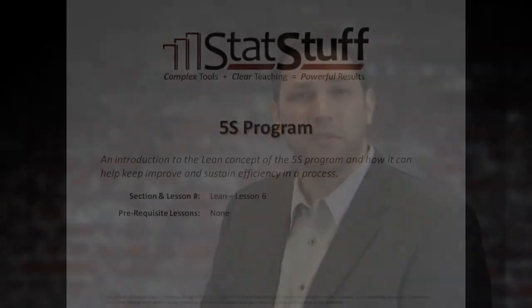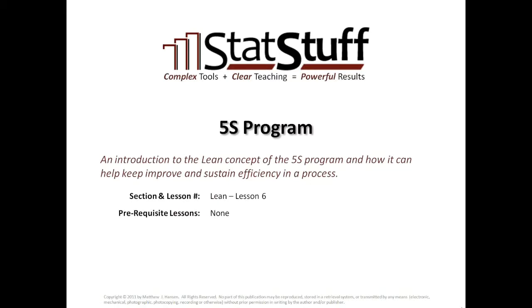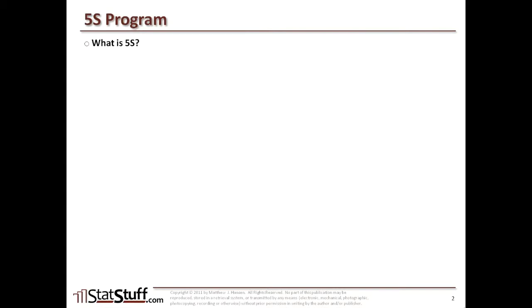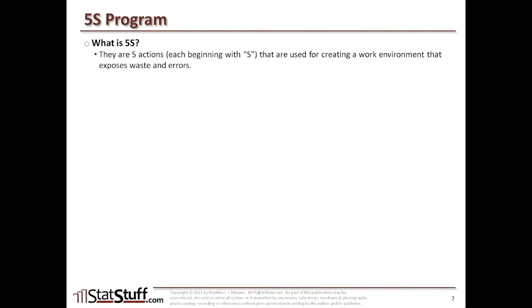In this lesson, we'll review the lean concept of the 5S program and how adding these 5S actions to a process can help improve and sustain efficiency. There are no prerequisite lessons for this particular lesson, so we'll begin by defining what the actions within the 5S program are. Well, 5S refers to 5 different actions, each beginning with the letter S, and those actions are used for creating a work environment that helps expose different areas of waste or errors in the process. So here are what those different actions are.